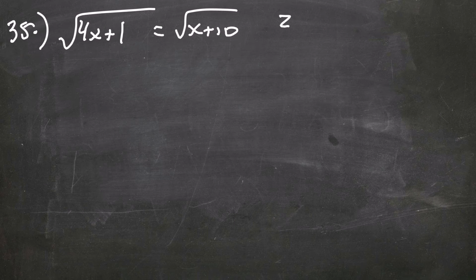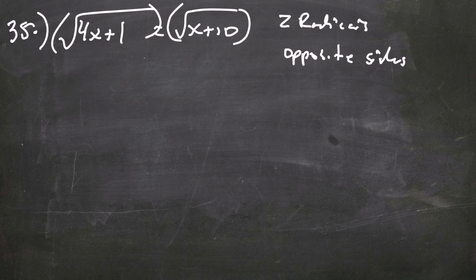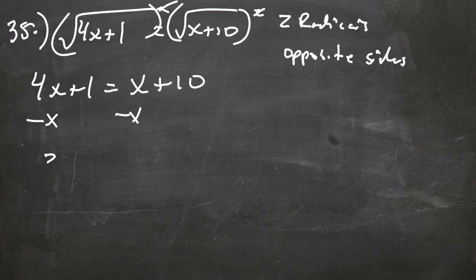35. I have two radicals. So they have to be on opposite sides. They are on opposite sides. So that means they're isolated. So that's why I square both sides to start. It makes both sides easy. So I get 4x plus 1 equals x plus 10. I'm just going to put my x's together first. So I get 3x plus 1 equals 10.